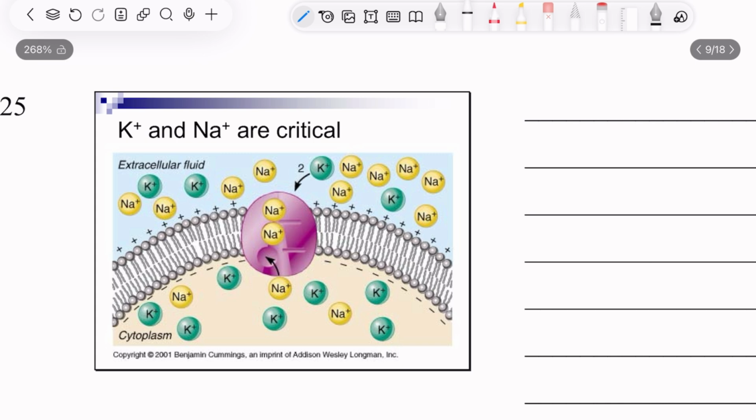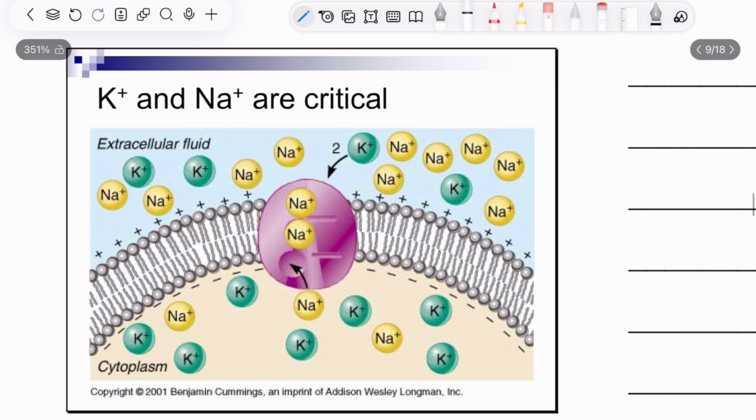Sorry, I mean, potassium and sodium are critical. The image in the picture emphasizes the importance of potassium ions, K+, and sodium ions, Na+, in establishing and maintaining the resting membrane potential across a cell's plasma membrane. Here's a simplified explanation. Sodium, or Na+, is primarily found in higher concentrations outside the cell, whereas potassium, or K+, is found in higher concentration inside the cell.